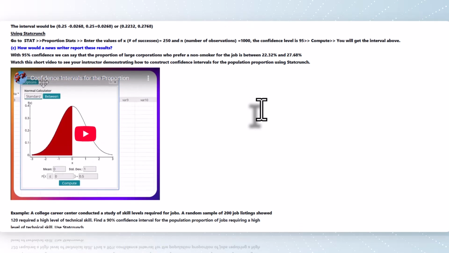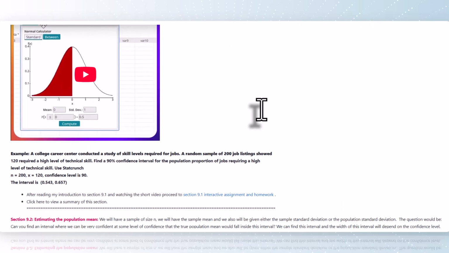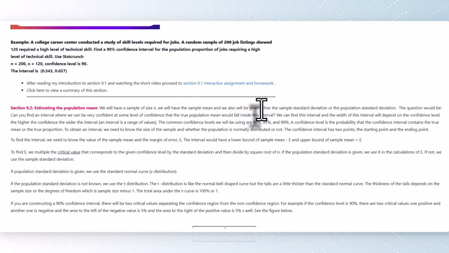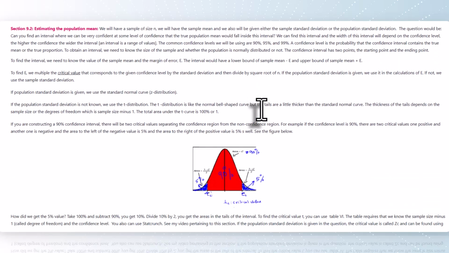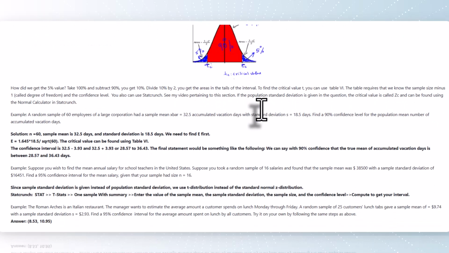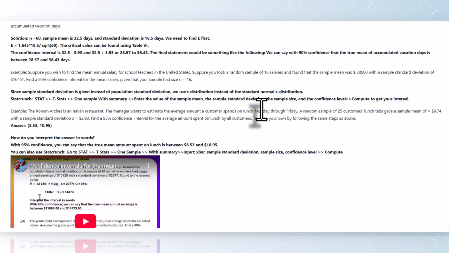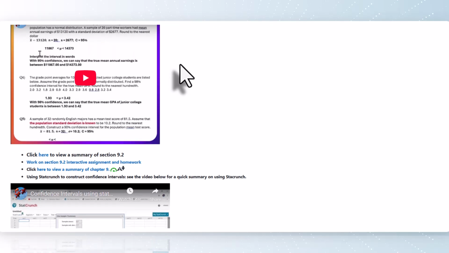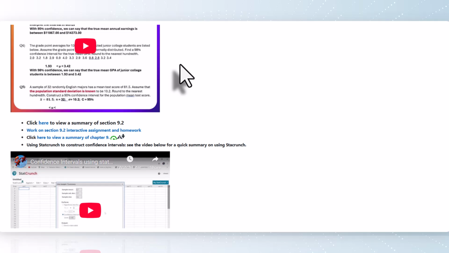And then after you finish section 9.1, you just go to section 9.2. You can see, look, right here. I'm also explaining this chapter and how to do the work by hand, and then later how to use StatCrunch again. You can see this is a video on how to use StatCrunch, and then after that you're going to see some links to the summary of section 9.1 and the summary of section 9.2.